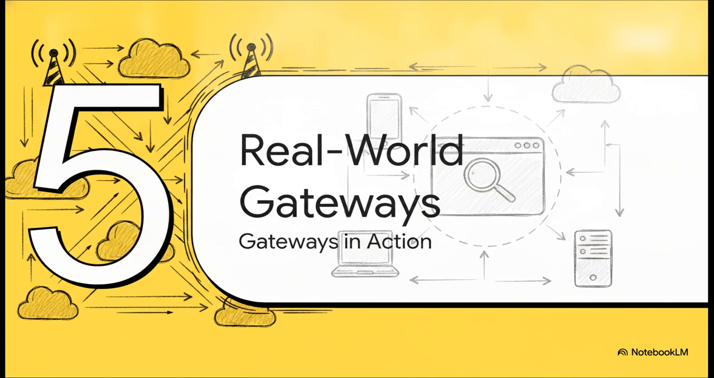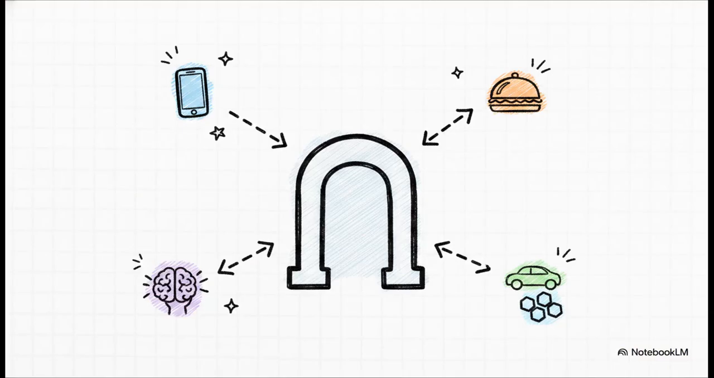Section 5. Gateways in the real world. The reality is that almost every modern digital experience you have depends heavily on this centralized architecture. Mobile banking apps, food delivery, ride-sharing, they all use gateways to coordinate their complex backends efficiently. Massive Kubernetes clusters use ingress controllers that act as gateways, and major cloud providers offer this as a foundational managed service. Think AWS API Gateway or Azure API Management.